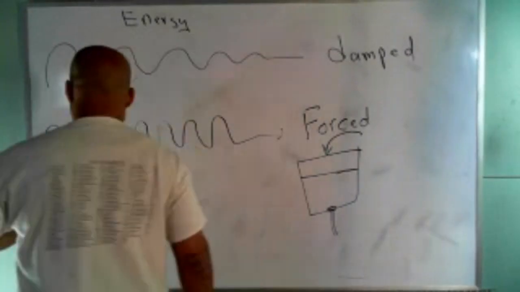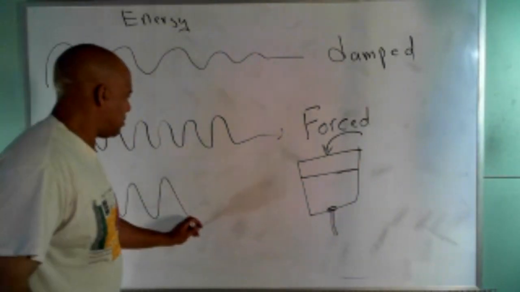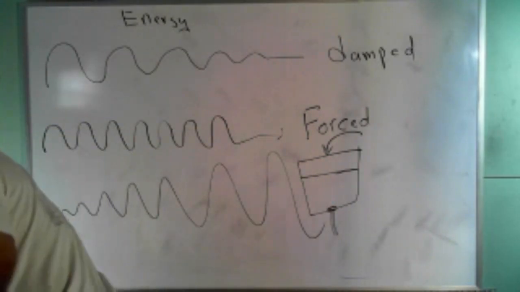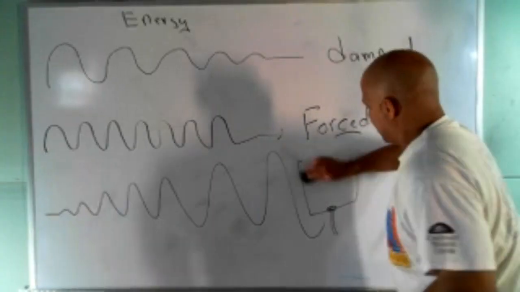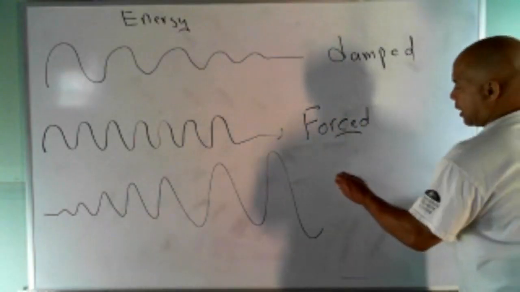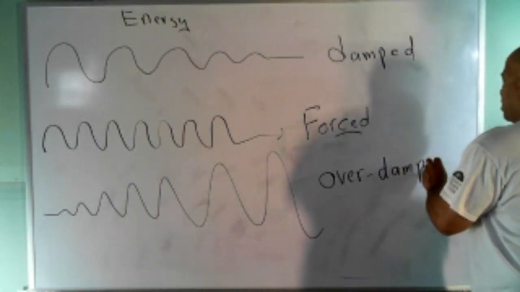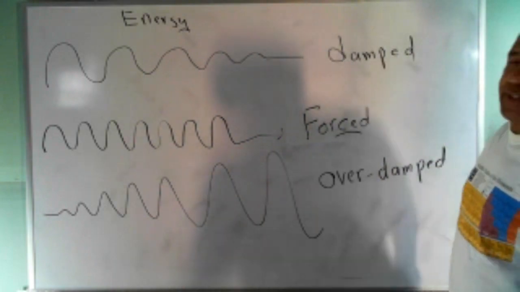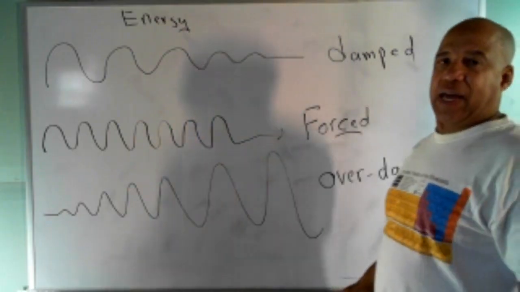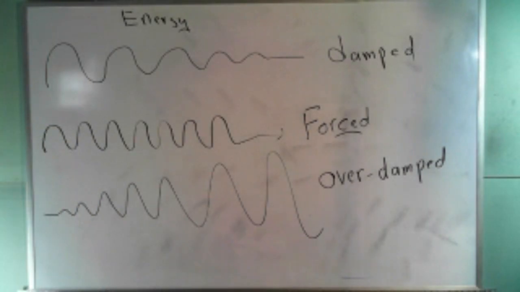And then there's this one. That one. This one is called an overdamped. Now you should put the word sine wave after each of these. You got a damped sine wave, a forced sine wave, and an overdamped sine wave. Now, if you saw the video, which one of those you think it was the bridge and why? It's one of the three. Which one?